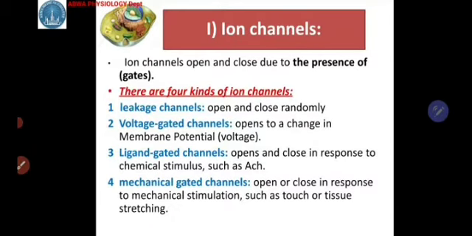Number one, ion channels. There are many types of ionic channels, and they work through the opening and closing of their doors or gates. There are four kinds of channels. Number one, leakage channels, which open and close randomly.